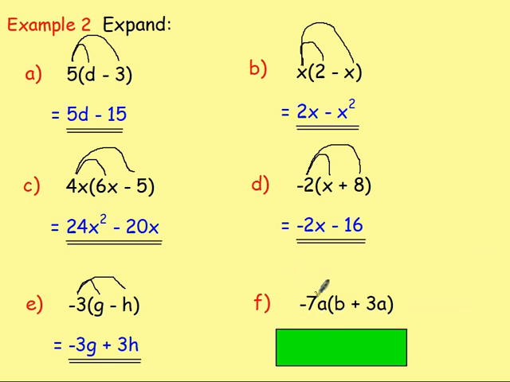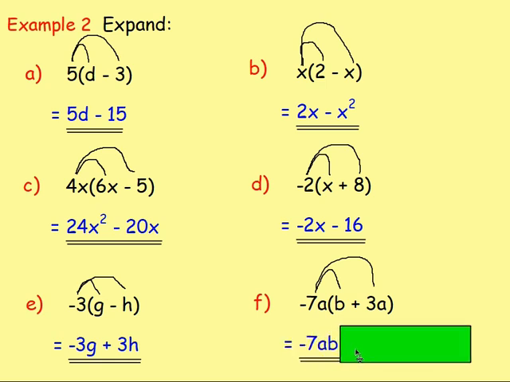Next one. Negative 7a bracket b plus 3a. So we've got the negative 7a times by b. First of all, what do you think? Negative 7ab. Yes, you would have negative 7ab. And after that, you've got a negative times by a positive. A negative times a positive is a negative. So we've got the negative and 7a times 3a. Do the numbers first. 7 times 3 is 21. And the a times the a is a squared.